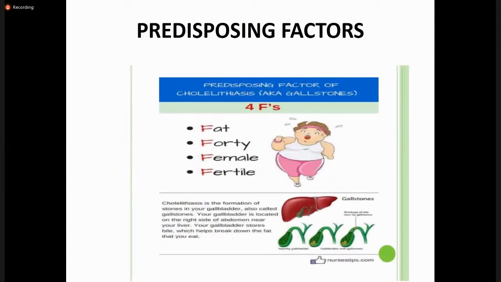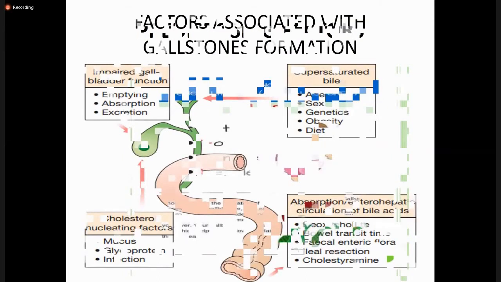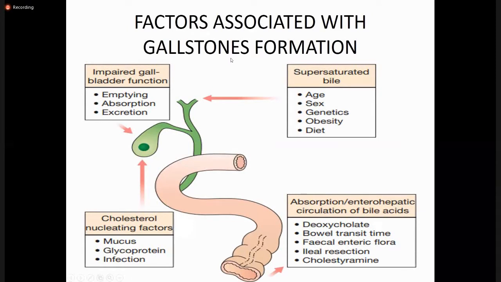Now, what are the predisposing factors? The predisposing factors, as we can see in females usually, is fat, female, and fertile. At some time it used to be fair also, but now due to environmental changes and habits, this fair complexion has changed, and it is now common not just in females, it is evenly common in males also. So what are the factors associated with gallstone formation?